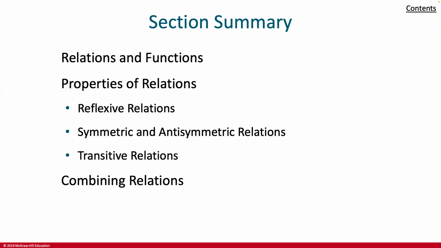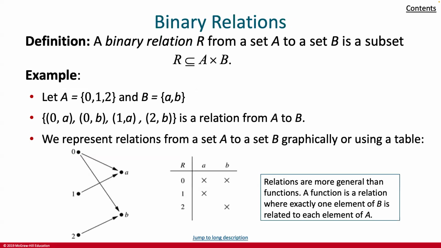So relations and functions, properties of relations, we'll get into several types of characteristics: reflexive, symmetric, antisymmetric, and transitive, and then how we can combine those relationships. So let's go through a couple of definitions, and I'll try and keep this at a high level. So a binary relation R from a set A to a set B is a set of ordered pairs.